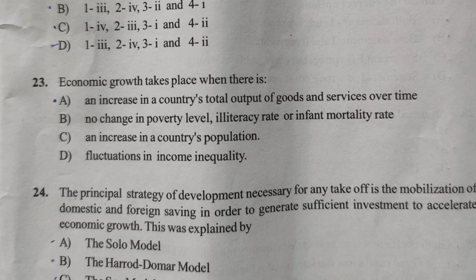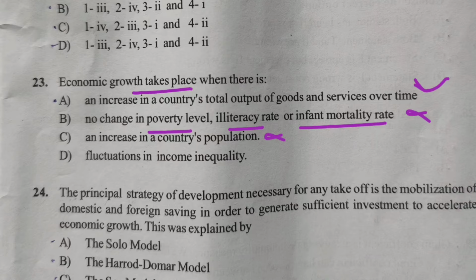Then next question is: economic growth takes place when there is an increase in country's total output of goods and services over time. I guess it is true. No change in the poverty level, illiteracy rate or IMR. It's incorrect. So economic growth will take account of these things. An increase in country's population. This is not the aim of economic growth. Fluctuation in income inequality. No. So correct option should be A option here.